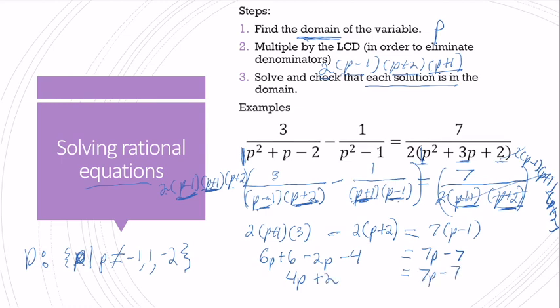Okay? Now I need to combine like terms. So I want to get all the p's on one side. So I'm going to subtract 7p from both sides.